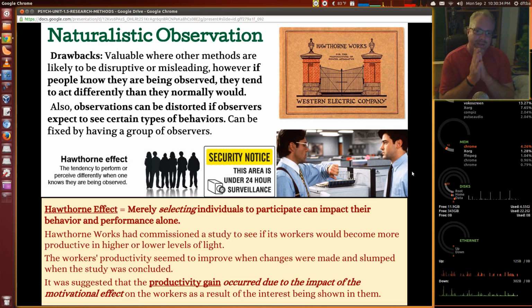But here's the big thing. This is the Hawthorne Effect. If people know they're being observed, they tend to act differently than they normally would. And these observations can be distorted if observers expect to see certain types of behavior. So it can be distorted on both ends, by the person being observed and by the observer themselves.